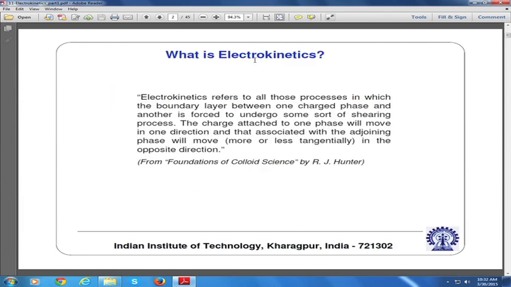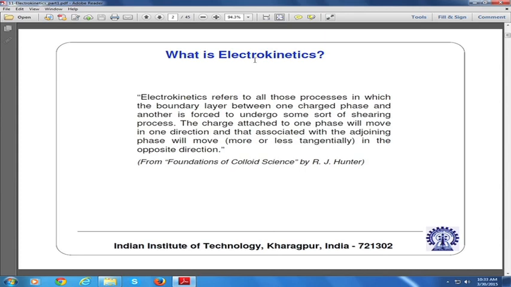So, what is electrokinetics? It is not a very stringent definition, but in one of the very famous books authored by Hunter, a well known scientist in this area, Foundations of Colloid Science, he has referred to electrokinetics as all the processes in which the boundary layer between one charged phase and another is forced to undergo some sort of shearing process. The charge attached to one phase will move in one direction, and that associated with the adjoining phase will move more or less tangentially in the opposite direction.